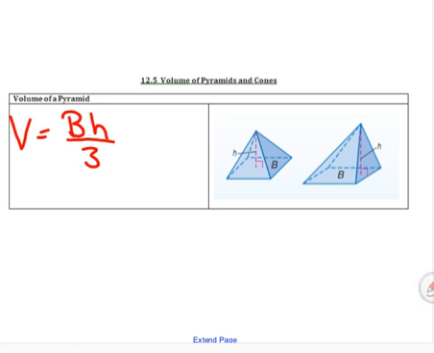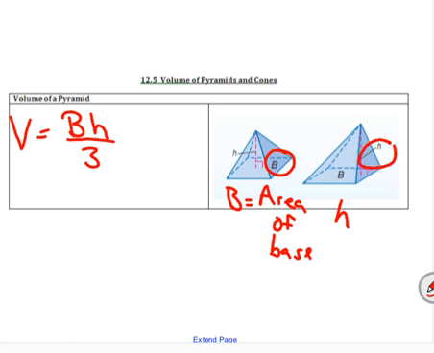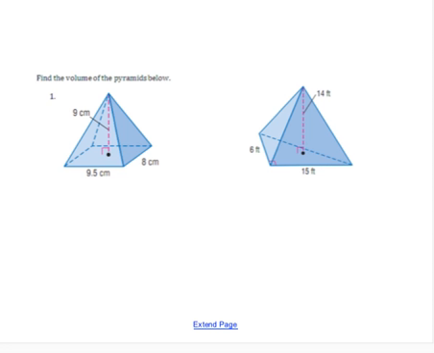Remember, we use these capital B's because it's going to be the area of the base. It might be a square in this example. And don't forget, h is our height, and it still has to be perpendicular in both of these. So if it's an oblique one or a right one, it still is the height. Let's just try some of these.